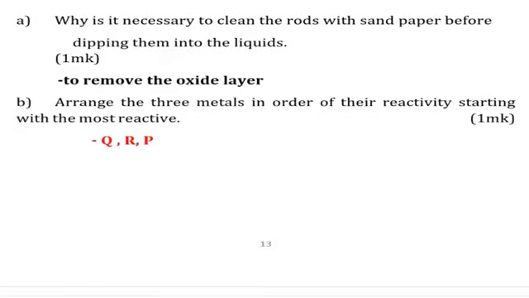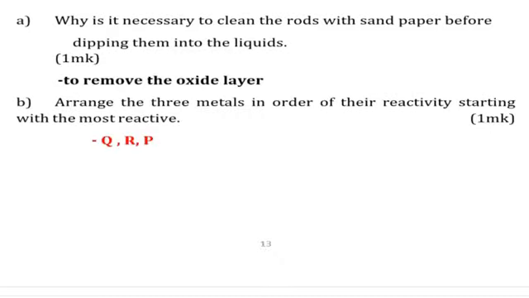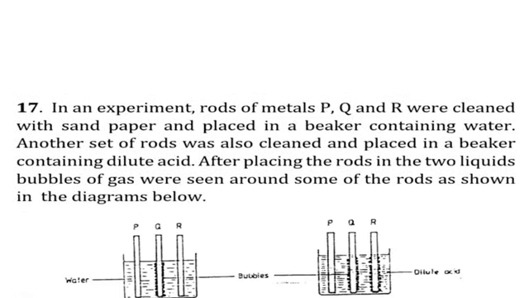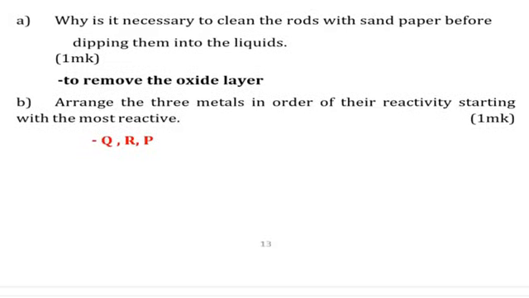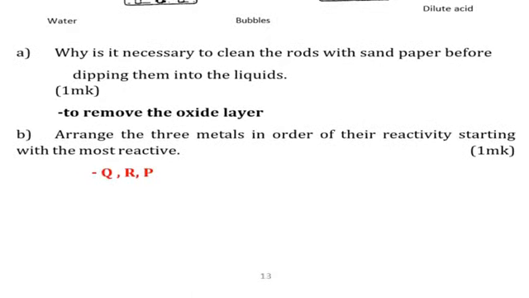B, arrange the 3 metals in order of reactivity, starting with the most reactive. The most reactive is Q. Q is very reactive, followed by R, and then the last one is P. There is no reaction in P, both in experiment 1 and 2, and therefore it is not reactive.